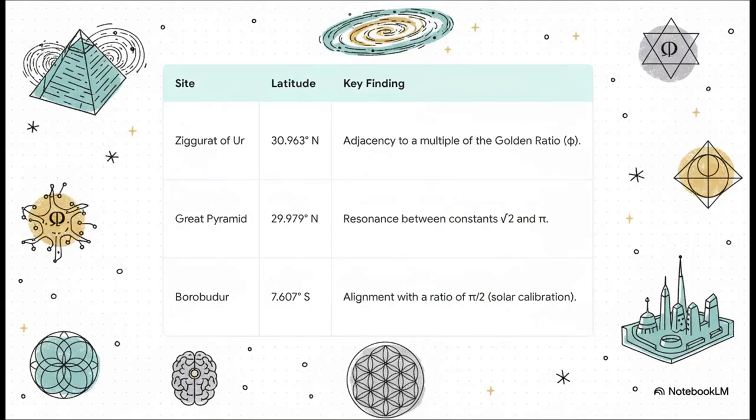But it goes even deeper. The theory claims these amazing sites weren't just placed randomly on the globe. It argues that if you look at their specific latitudes, the ziggurat of Ur, the Great Pyramid of Giza, Borobudur, they show this incredible mathematical relationship to universal constants. We're talking the golden ratio, pi, the square root of 2. It's as if they were deliberately placed to be in conversation with the cosmos itself.